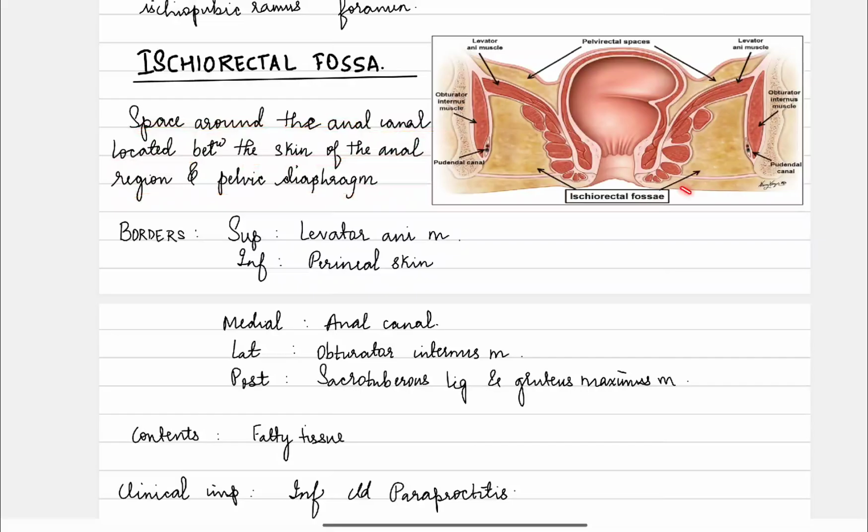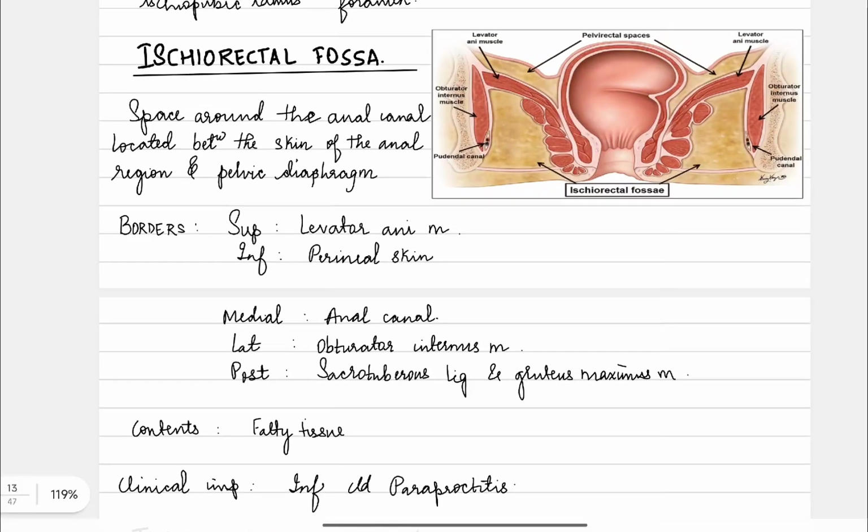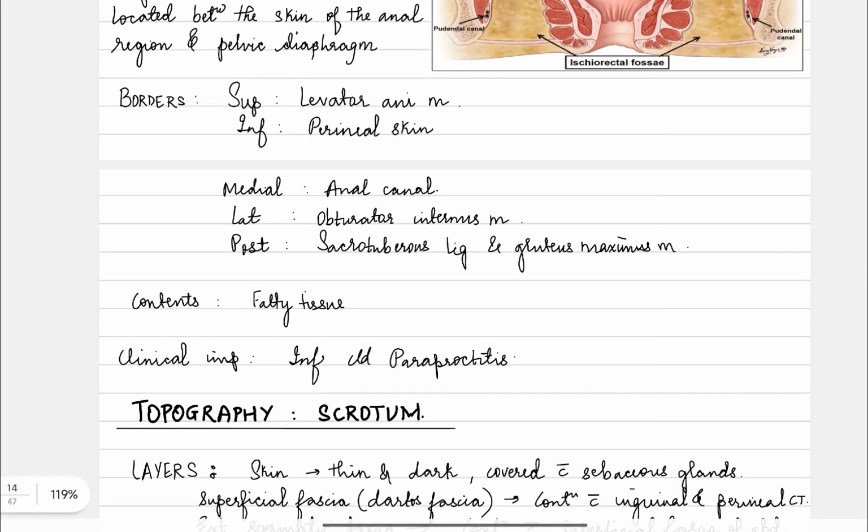You can see here ischiorectal fossa. It is a space around the anal canal located between the skin of the anal region and pelvic diaphragm. Superiorly, you can see here levator ani muscles are there. Inferiorly, there is perineal skin. Medially, there is anal canal, and laterally there is obturator internus muscle, and posteriorly there is sacrotuberous ligament and gluteus maximus muscle.